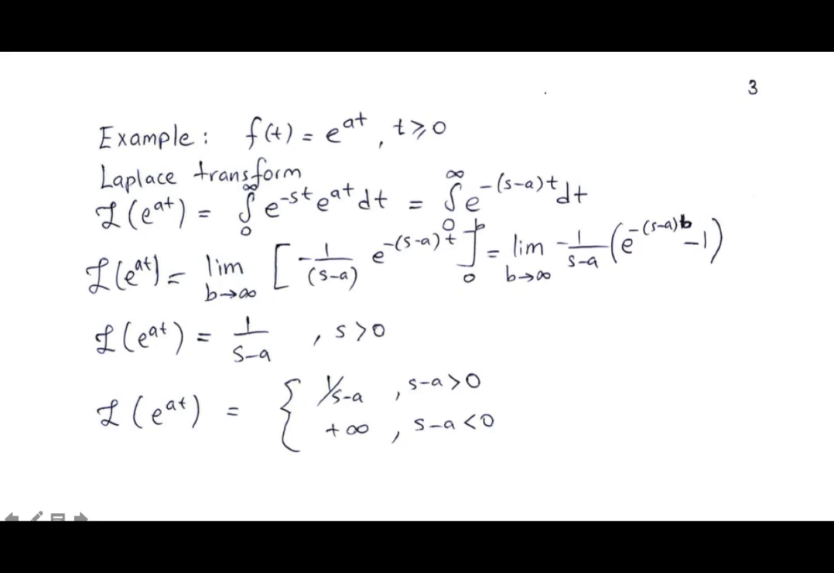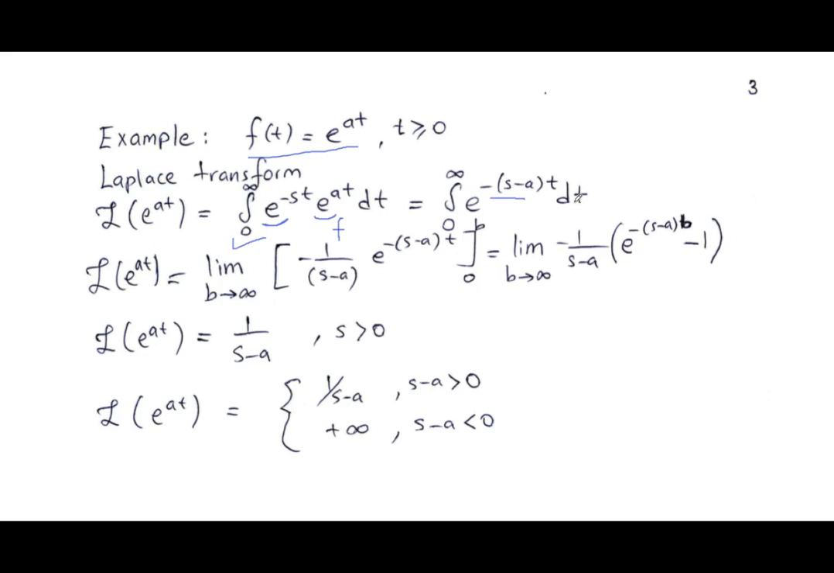We have f of t given as e to the power at. So how can we take the Laplace transform for this f of t? Well, you will apply the definition, integrate this from 0 to infinity as you see. We multiply with e to the power minus st, and this is our f. The function f is here. And you can rearrange this exponential as e to the power minus s minus a t dt.